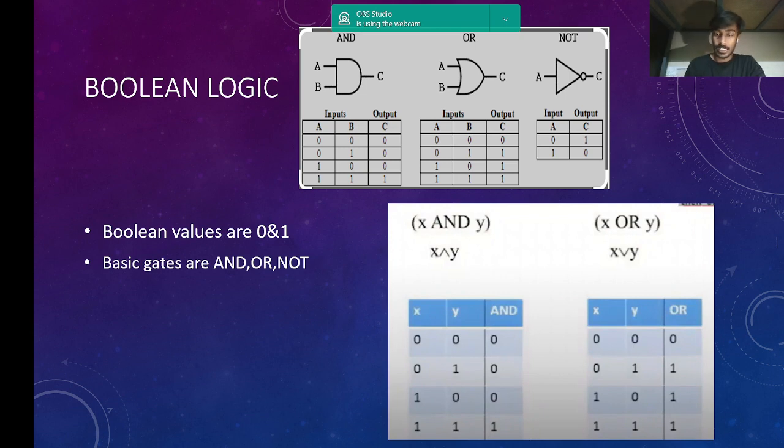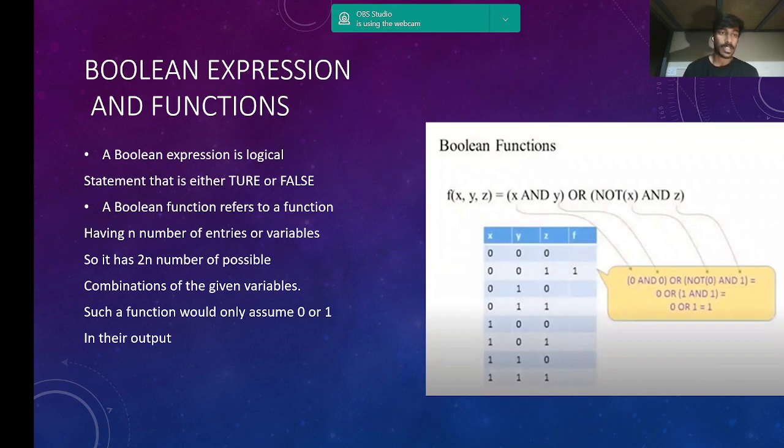And these are some expressions for AND and OR. It's the same logic you're going to use in the AND gate and OR gate. Basically, in the AND gate, if either one of the inputs is 0, you'll get output 0, and if either of the inputs is 1, you'll get output 1 in the OR gate. Now, what is a Boolean expression and function? In a Boolean expression, you represent two or more AND gates or OR gates using an AND gate or OR gate. A Boolean expression is a logical statement using true or false.